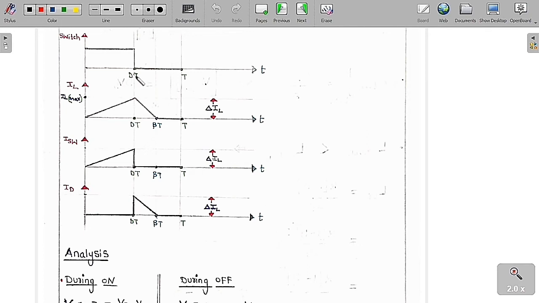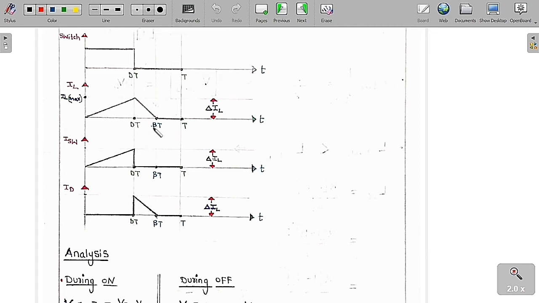Whereas during DT to T, the switch is off, the switch is open, so the inductor is going to discharge its energy into the load, and the current is going to decay very fast, within a time lesser than T. Whenever the switch is open, the switch current is equal to 0. As the diode is going to conduct in this region, the inductor current is equal to the diode current.